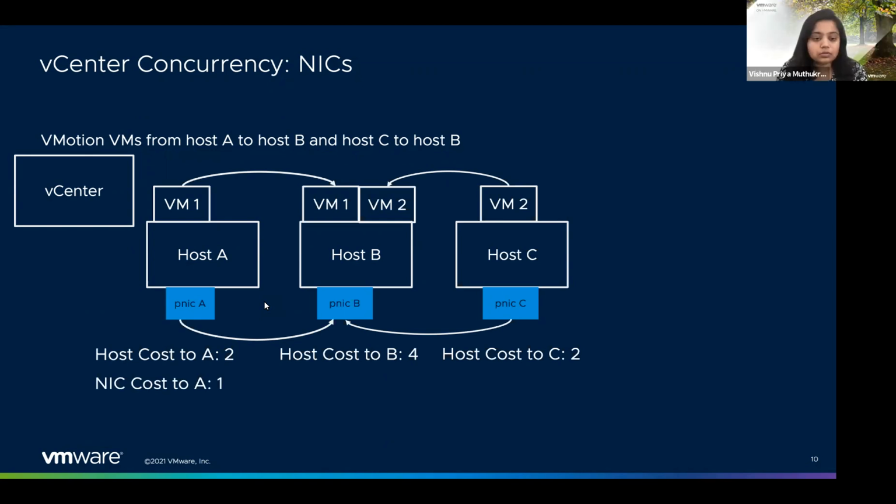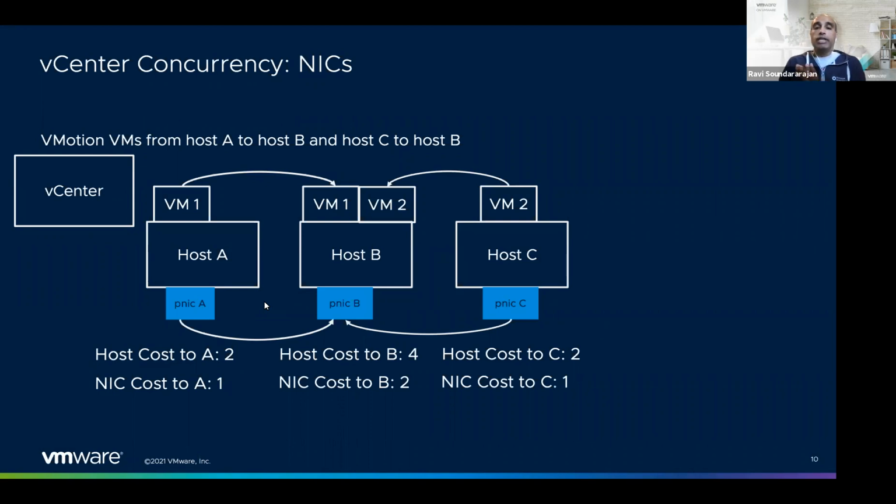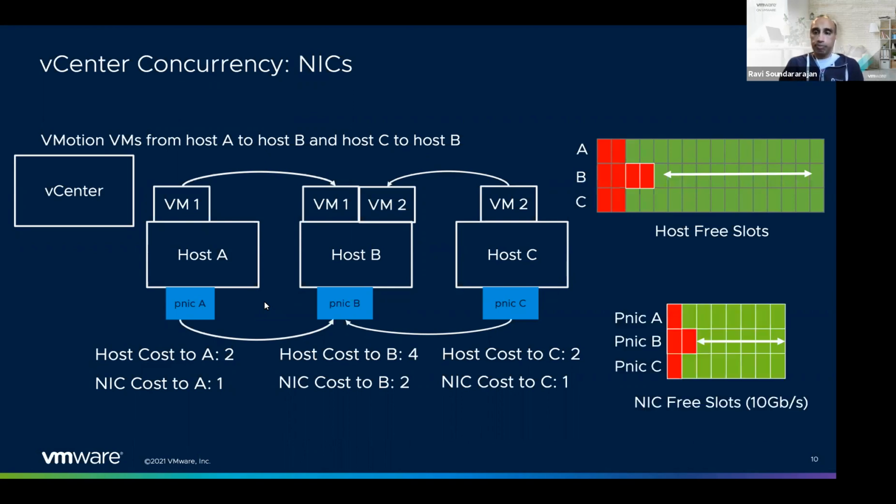You can see that the NIC cost is 1 for host A because it's only involved in 1 vMotion. You can see that in host B, that cost is 2 because it's involved in 2 vMotions. And for host C, it's involved in only 1 vMotion, so its NIC cost is 1. And I depict that here. So as I said, vCenter has to compare all of these different limits before it issues an operation.